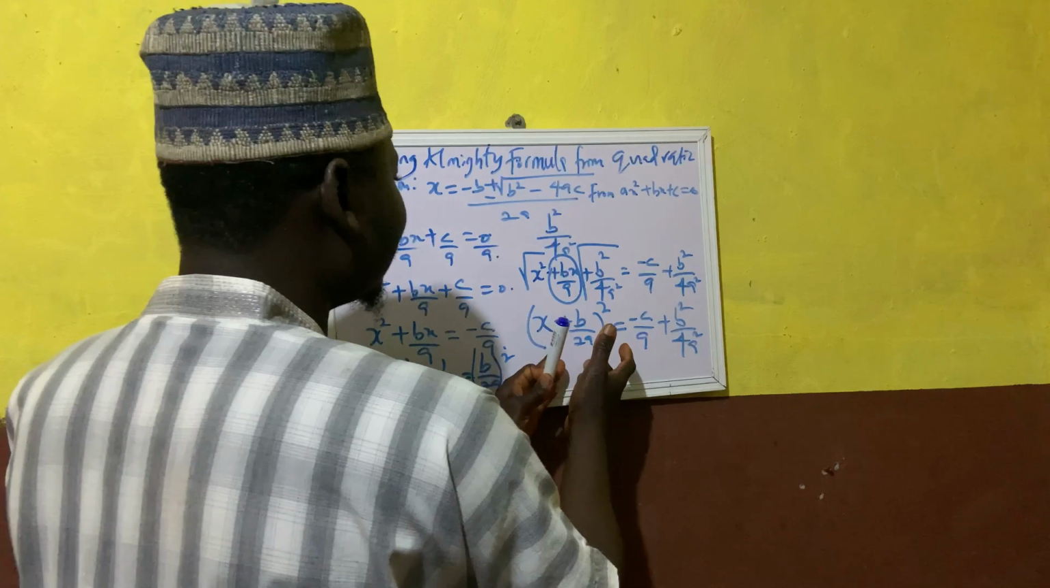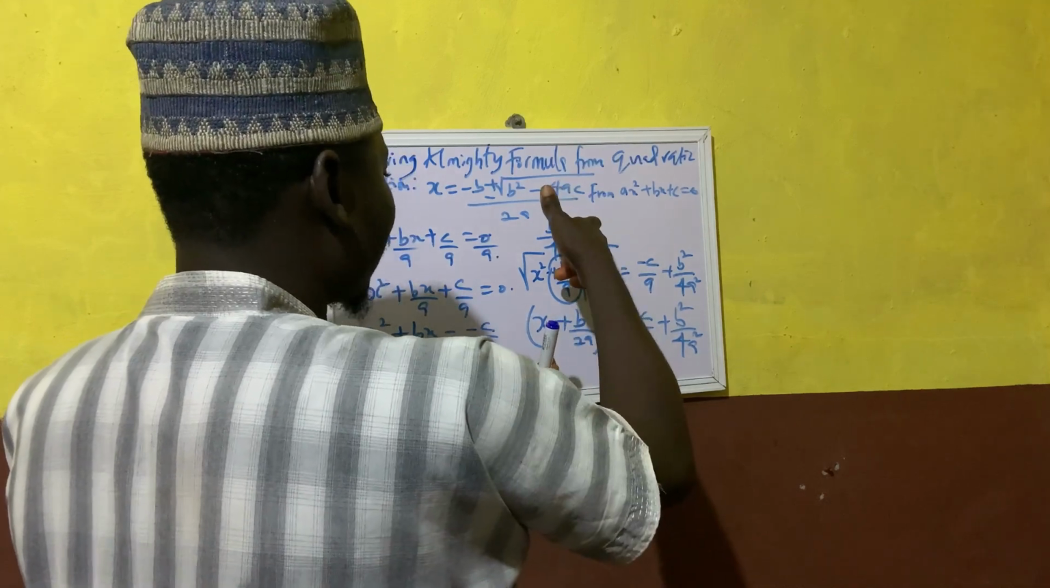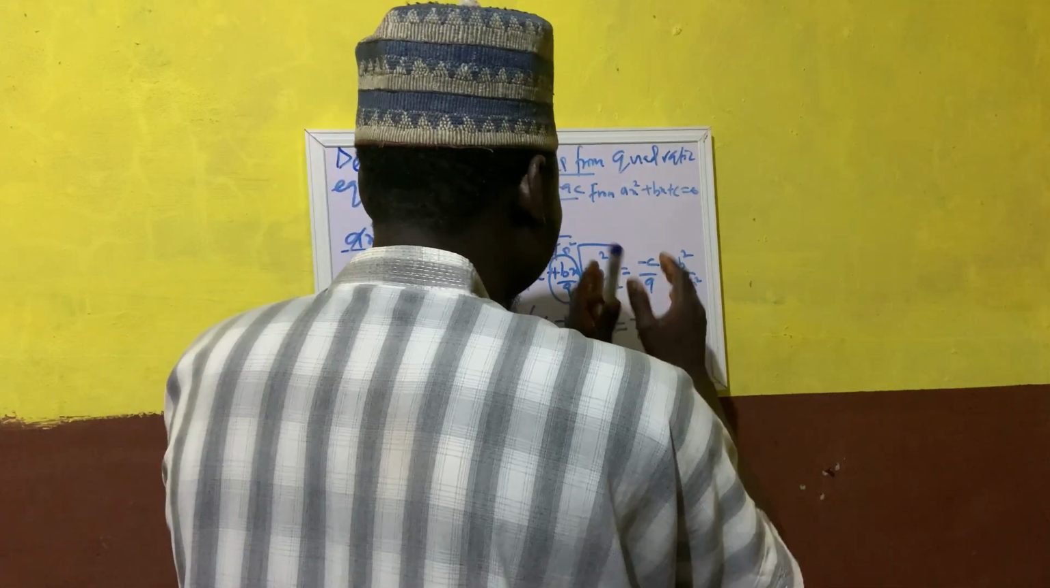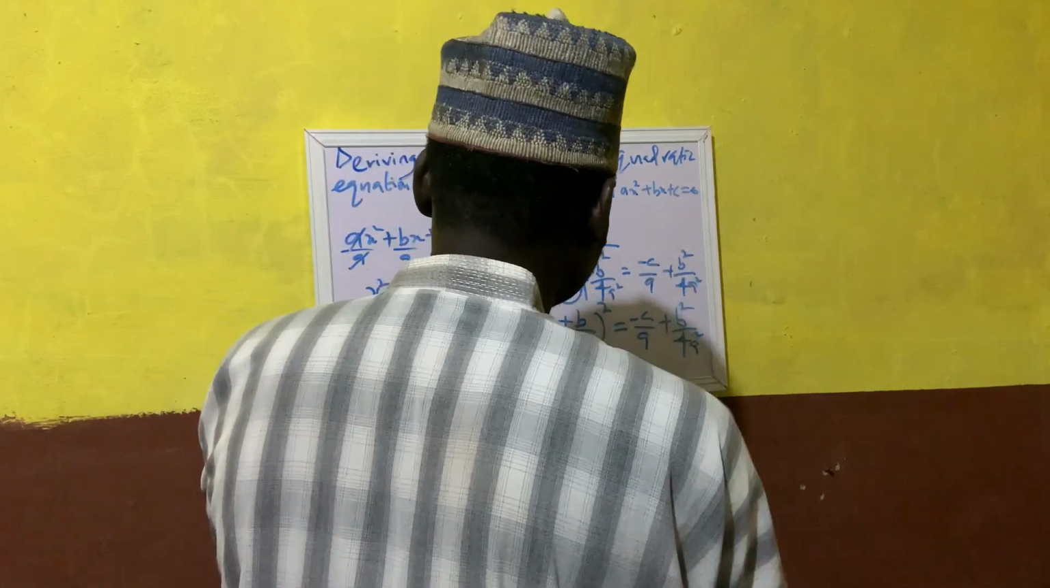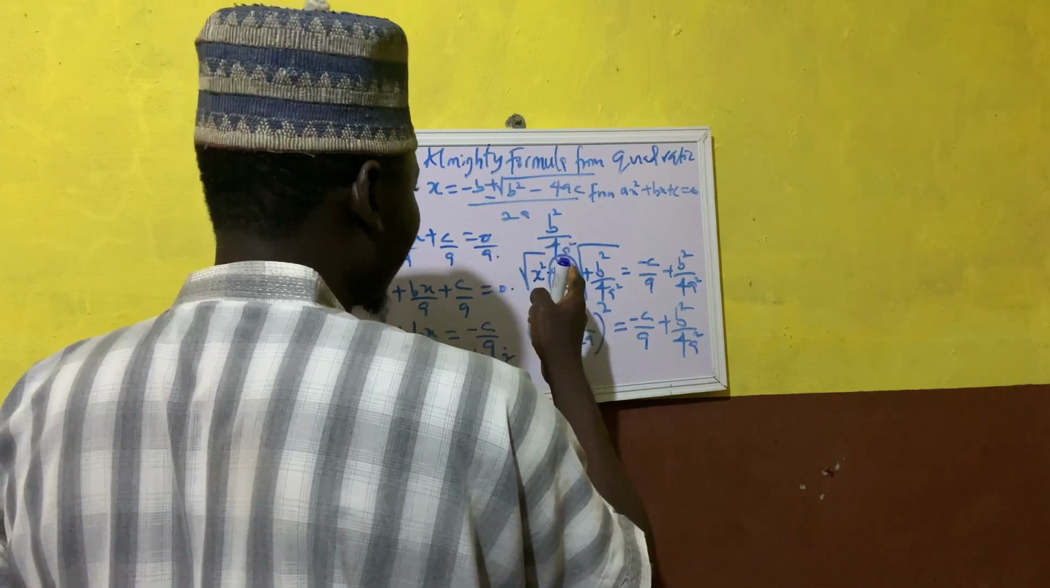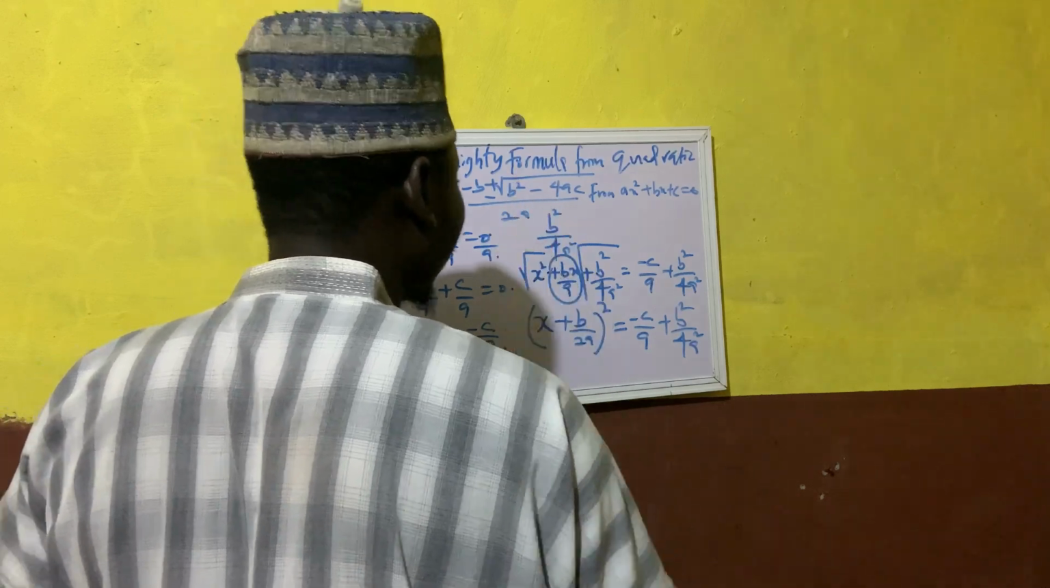So whenever we expand this, surely we must get this back. Like x plus b upon 2a in brackets, open another bracket, x plus b upon 2a, close the bracket. When you expand, you must surely get x squared plus bx upon a plus b squared upon 4a squared.